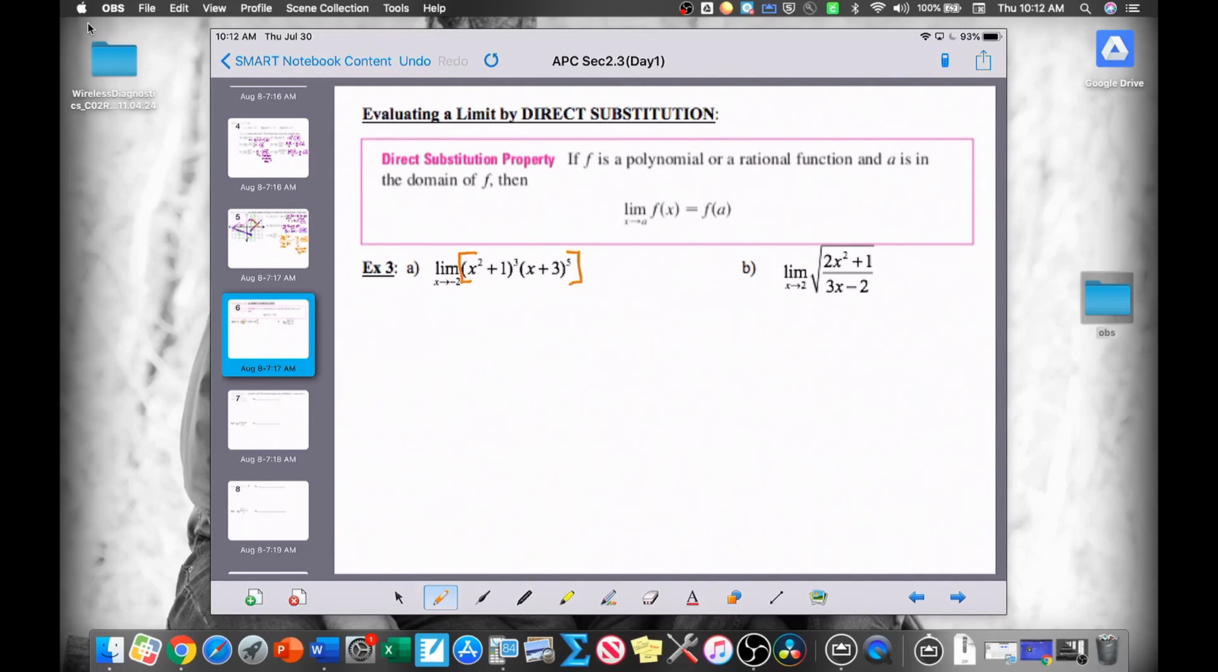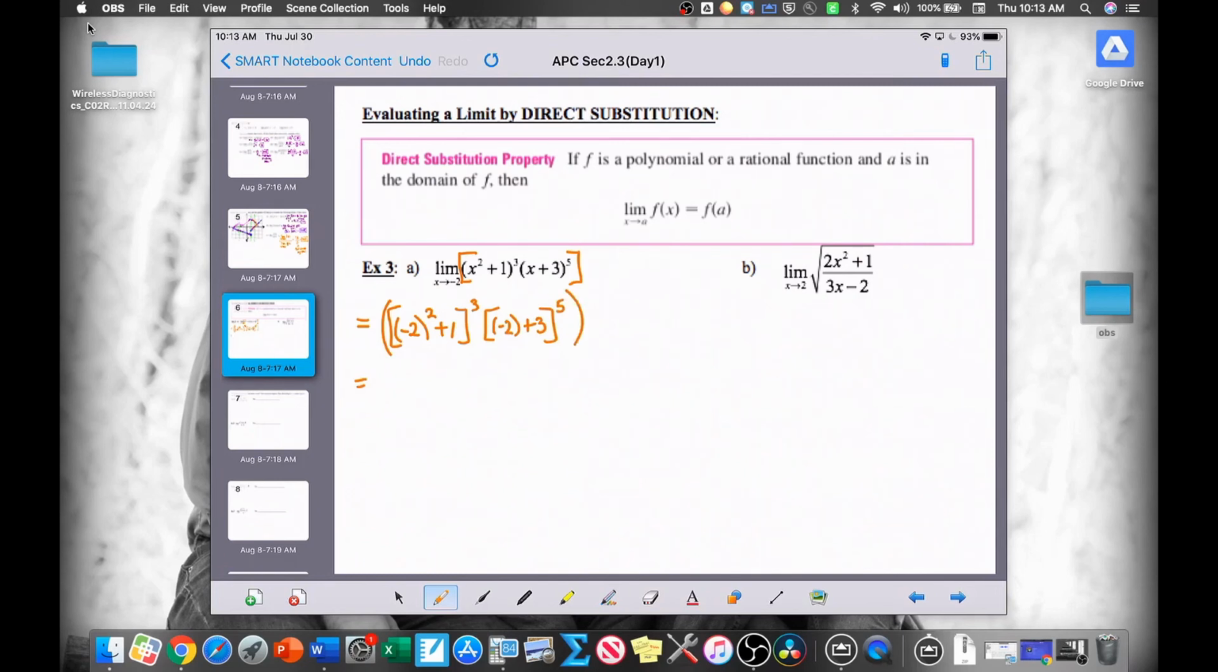For example 3, we are just going to plug -2 in because this is a polynomial function. It would be a very big polynomial if we multiplied it all out, which we don't need to do to evaluate the limit. So this is going to be equal to, now I'm going to be careful here with my notation because I've got exponents. So -2 squared plus 1, that whole thing to the third power, times -2 plus 3 to the fifth power.